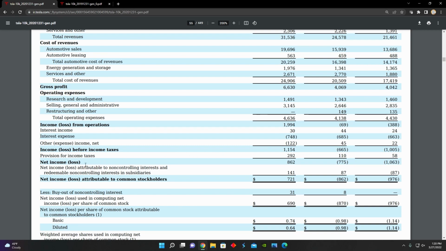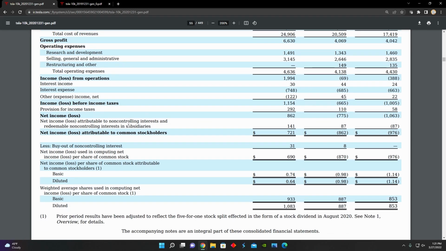And then net income or loss is basically just an entity's income minus cost of goods sold, expenses, depreciation and amortization, interest, and taxes for the accounting period. And then right down here, we see net income or loss attributable to non-controlling interests and redeemable non-controlling interests in subsidiaries. This is basically the portion of net income or loss that is attributable to non-controlling interests, which are essentially entities that own less than the majority of shares in a subsidiary for a company.